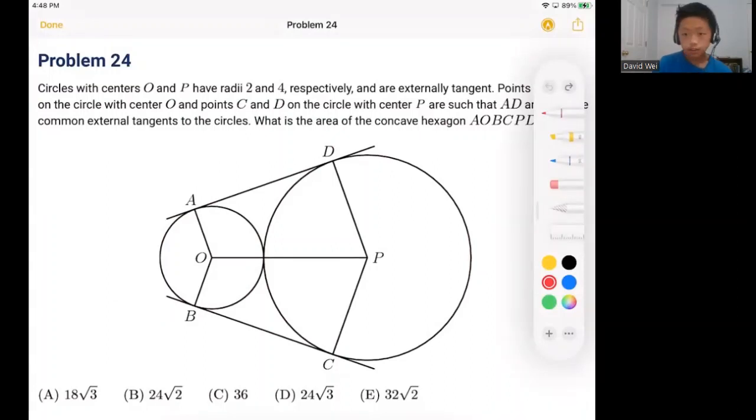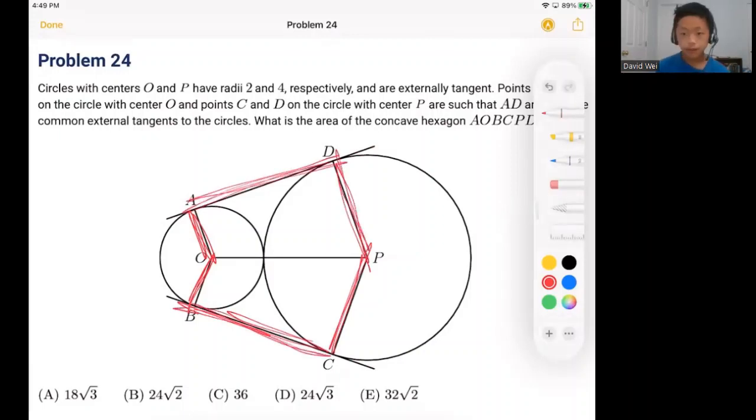AOBCPD. So what we're given is that this line here and this line here are all tangent to the circle. That just means they touch the circle at exactly one point, they just barely touch the circle. So the question says, what is the area of this hexagon, OABCPD? It's just this hexagon here, this weird shape here. I want to find the area of that shape.